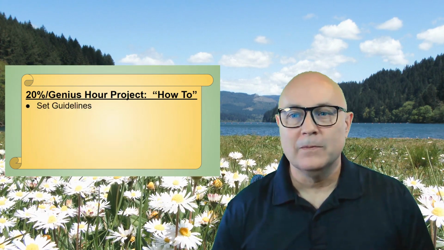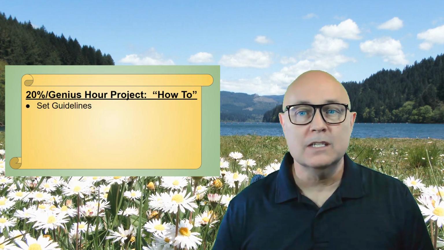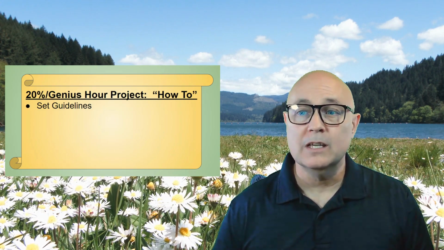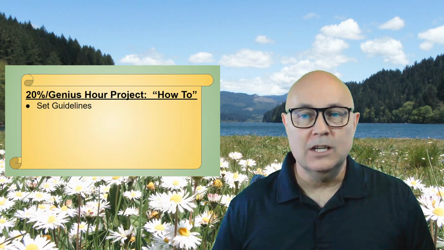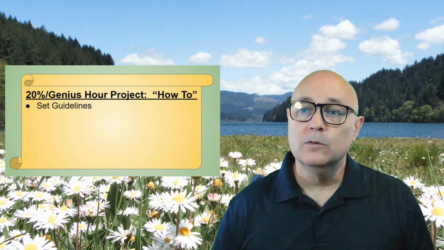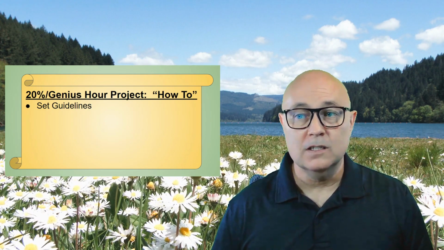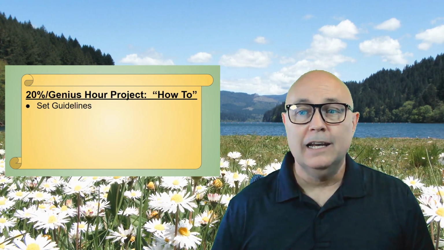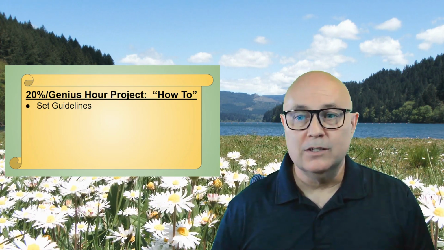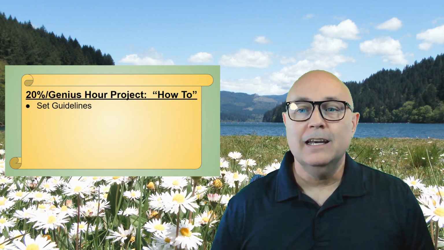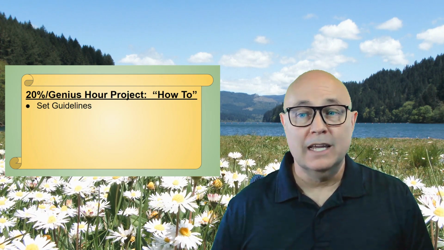Setting guidelines. Setting guidelines is the first step in effectively starting a 20% project Genius Hour in your classroom. As the classroom teacher, you want to set guidelines for timelines, expectations for a final project, and acceptable resources to use. When I ran 20% projects in my classroom, I set every Friday as 20% day.